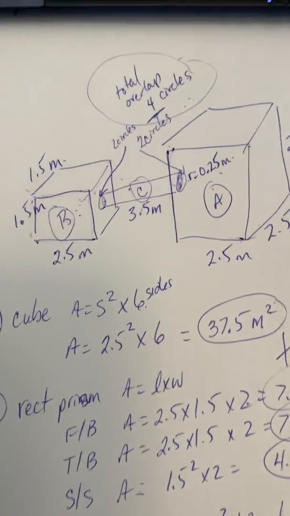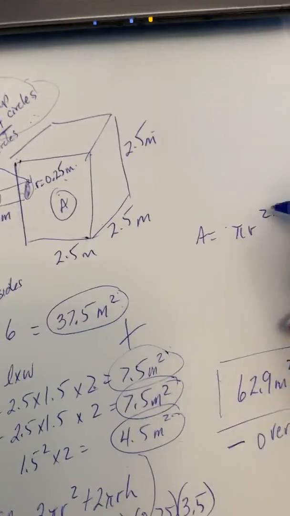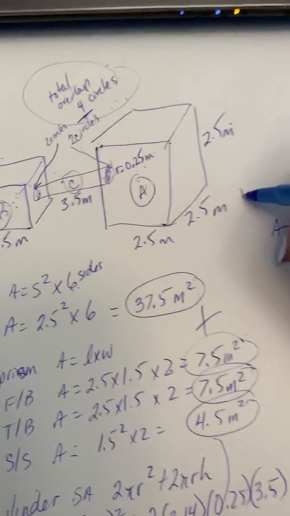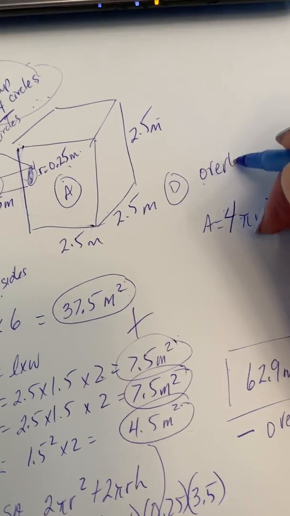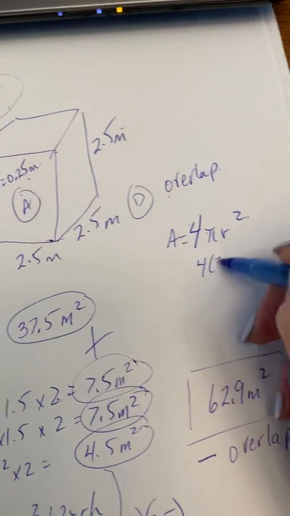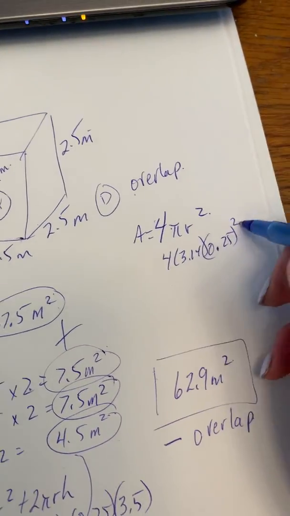So remember, area of a circle is pi r squared. And how many overlaps did we have? 4. Okay, so this piece here, I'm going to call piece D, and I'm going to label it the overlap. And we've determined that it's circles. So I'm going to plug this in, 4 times pi, and the radius we said was 25/100 squared.